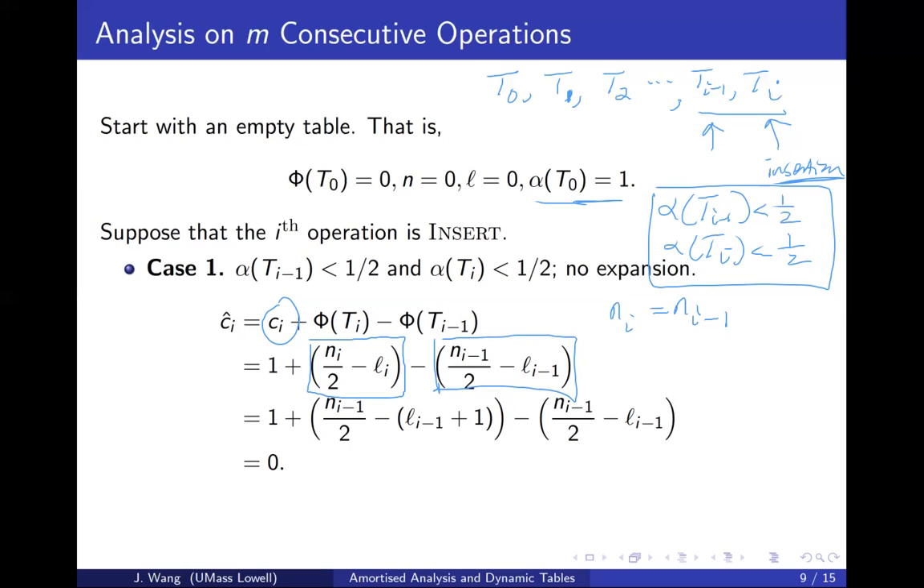And L sub i minus 1 plus 1, after one insertion, is equal to L sub i. Okay, so then we just replace it. We get, okay, so Li is equal to this, and Ni is the same, so we get down to this. After that, we see that this is canceled, and this is canceled. And 1, we have a minus here. 1 minus 1 is 0. So the amortized cost for this case is just 0.